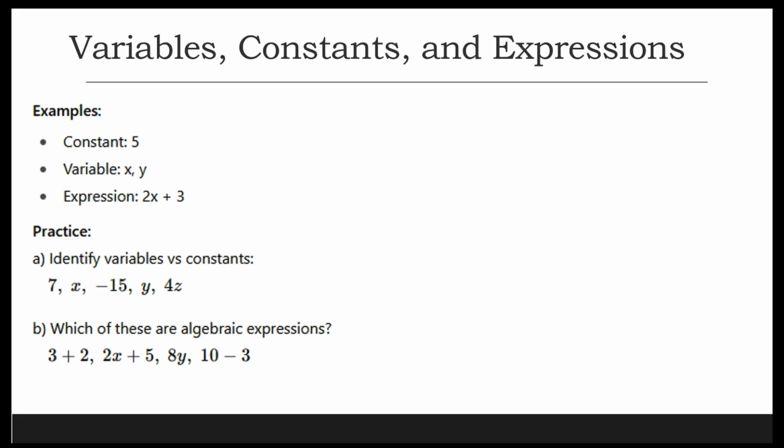So constant, as we know, is any number. Like 5, it is a constant because it is a number. 2, 7, -8, all of these are constants. Now variable is like any letter or alphabet which can take different values. Here x, y, all these are variables.